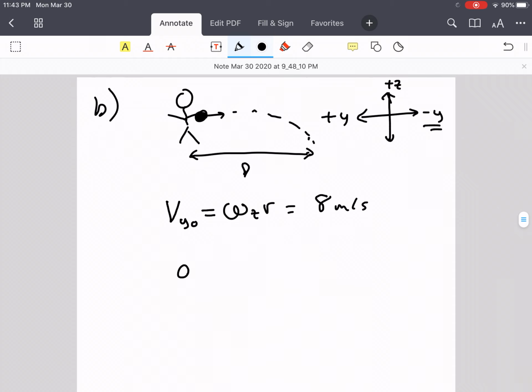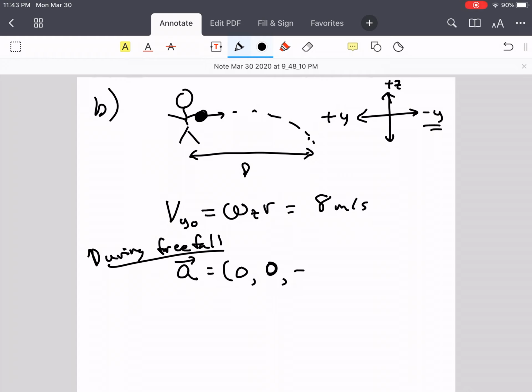In fact, I picked a really weird set of coordinates such that during this free fall period, the projectile motion, the acceleration is actually 0 in the x direction, 0 in the y direction, and negative g in the z direction. So that's unfortunate, but that's life. And what that means, if the acceleration is 0 in the y direction, is that this is a constant velocity in the y direction.